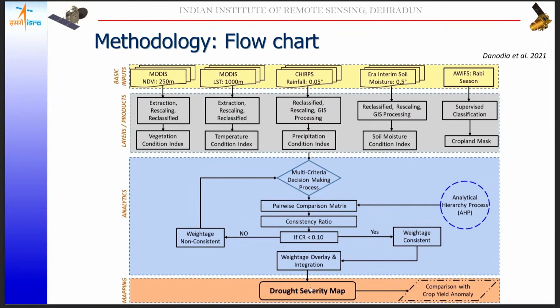It is not that these four indices were taken just for the integration part. Each and every parameter has its specific meaning for the integration. In this particular study we used MODIS NDVI, which, as I already defined, is a proxy of crop vigor. Based on this index we derived the VCI, the vegetation condition index, on a scale of 0 to 100.